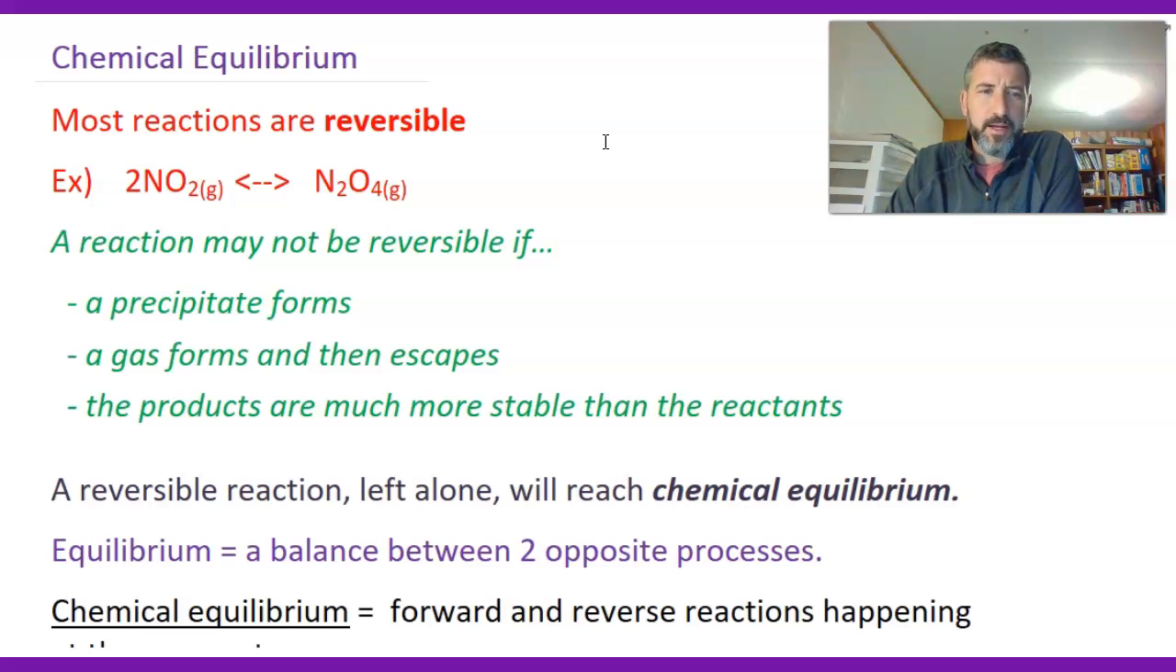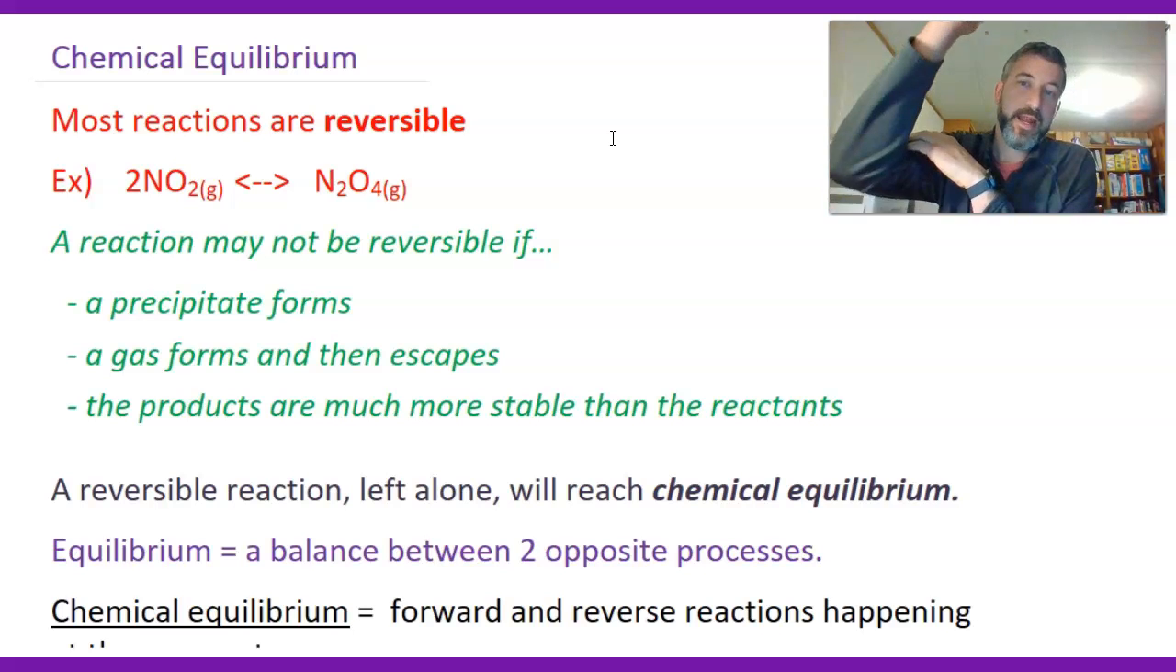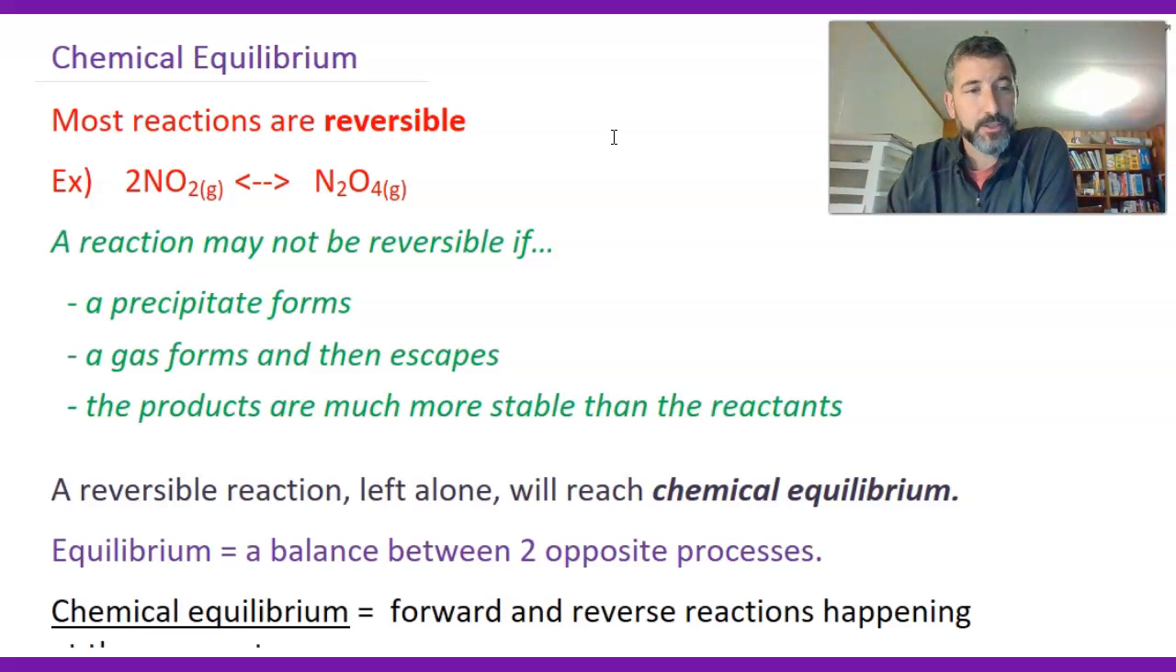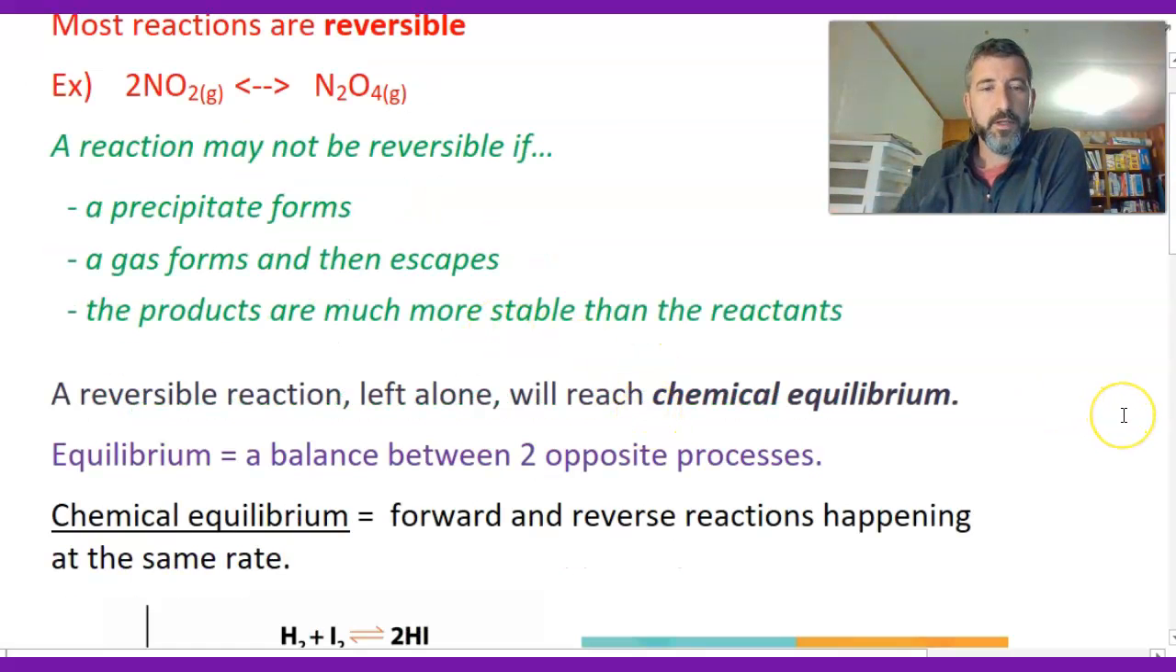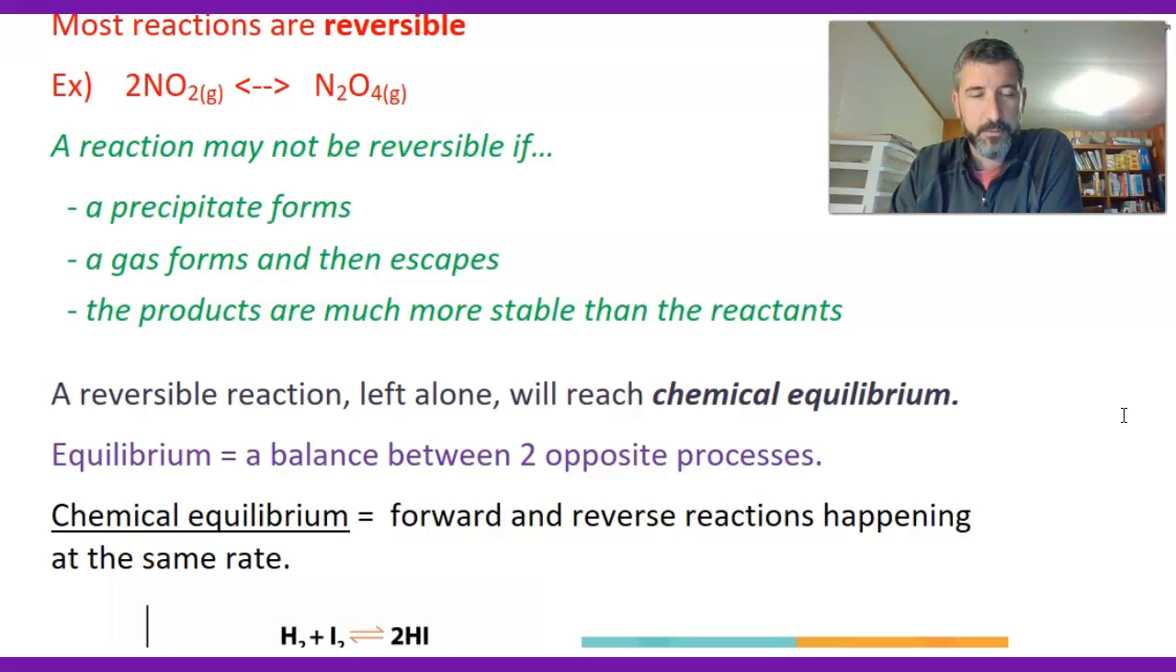And then if the products are a lot more stable than the reactants, like a combustion reaction, it is not going to be reversible because the CO2 and H2O that form are so much more stable, so much lower on that potential energy diagram than the reactants were, that they're not going to be able to get back up over that activation energy hill to go back in the other direction. So if a reaction is reversible, it will eventually, if left alone, and we'll talk about what happens when we're not leaving it alone, reach what's called chemical equilibrium.